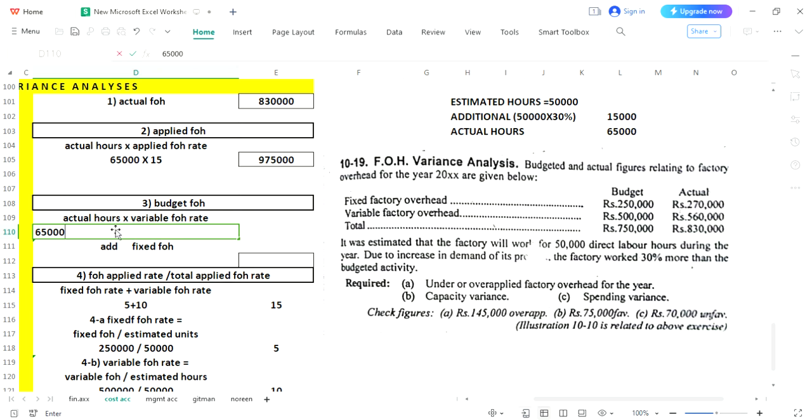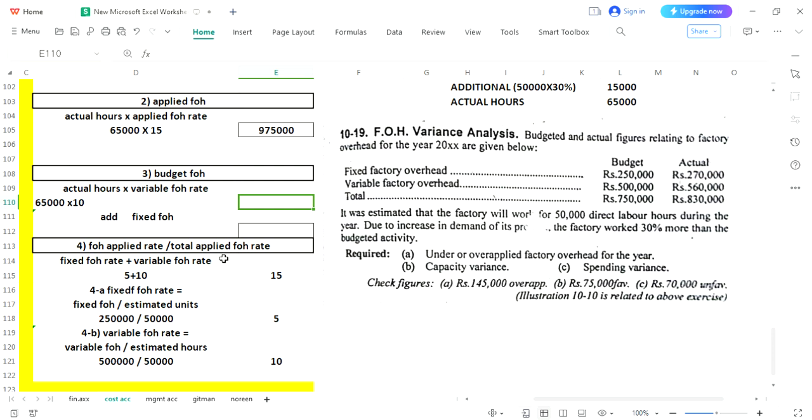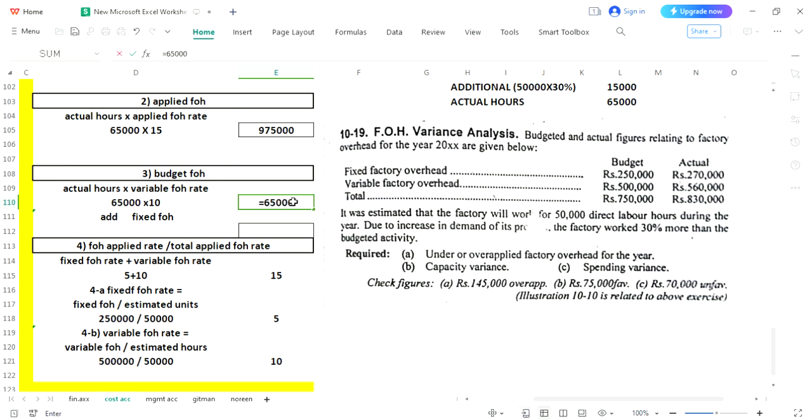Please focus upon the formula. You need to multiply it with what? Variable FOH rate. Come down. Here you have calculated your variable FOH rate, and that you can see is 10. Hopefully it's visible, but let's make it more clear. Here 4B variable FOH rate you have calculated, and that is 10. So put 10 over here. You have completed the statement, and now it's time to calculate it. So 65,000 multiplied by 10.